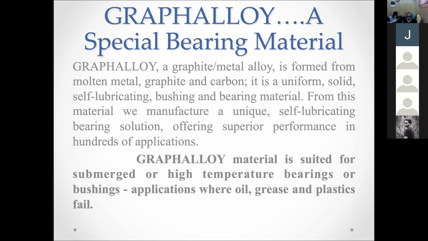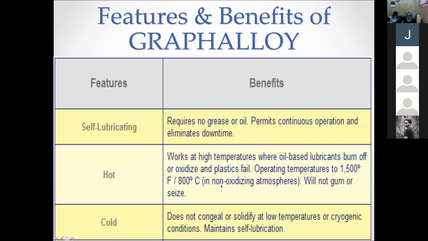From this material, we manufacture a unique self-lubricating bearing solution offering superior performance in hundreds of applications. So graphite material is suited for submerged or high temperature bearings or bushing applications where oil, grease and plastics fail. So this is a special type of bearing material. Then features or benefits of graphite.